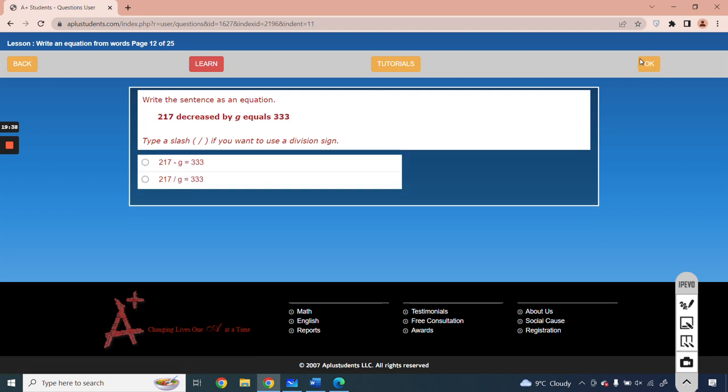Write the sentence as an equation. 217 decreased by G equals 333. Which option is the correct one?